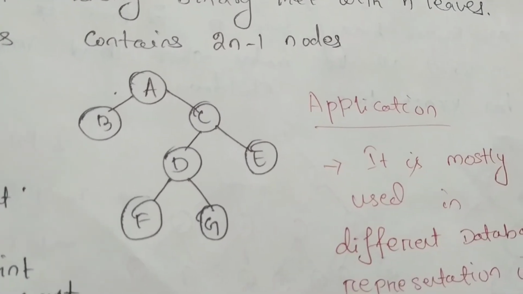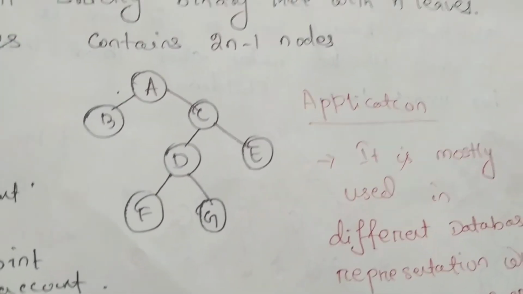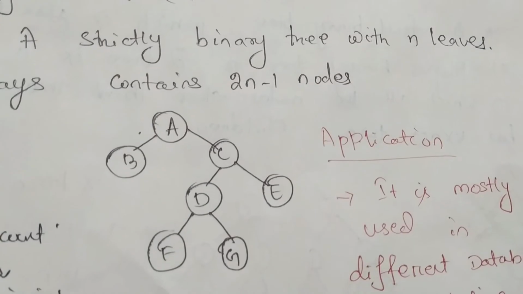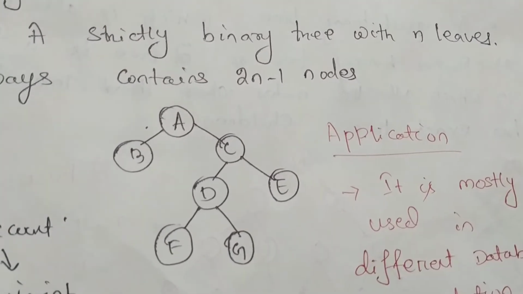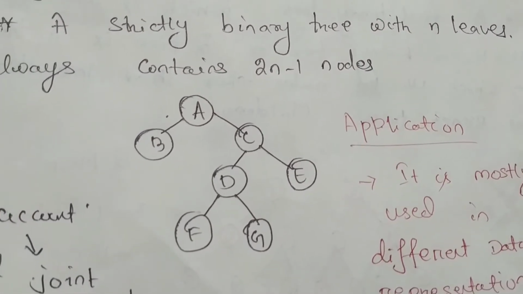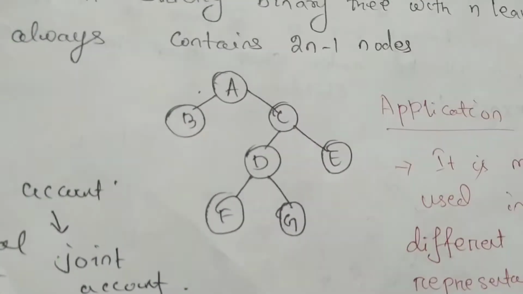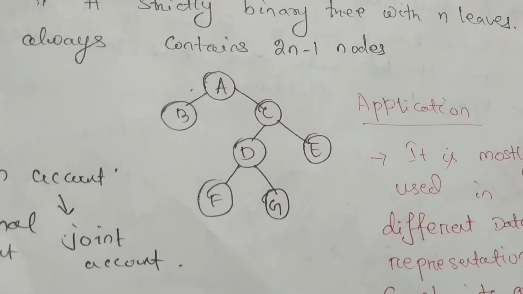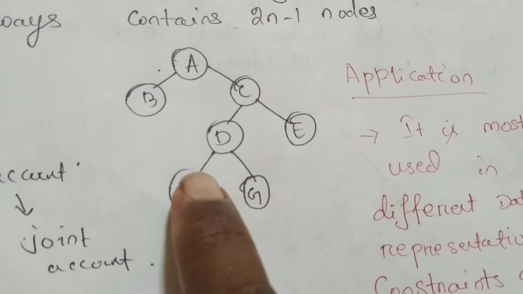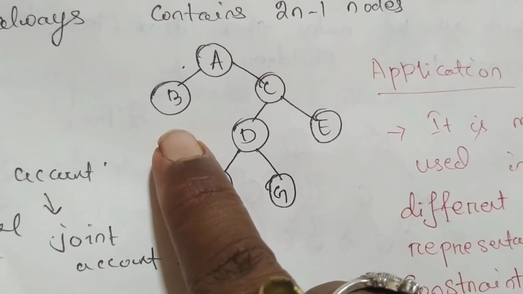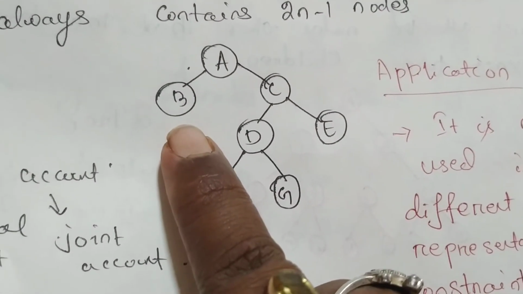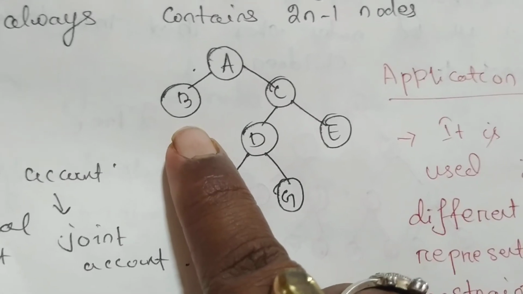Here there is a formula. A strictly binary tree with n leaves always contains 2n minus 1 nodes. Okay, how do you see this? Before that, I want to say, look at B: is it a terminal node or a non-terminal node? B is a terminal node.